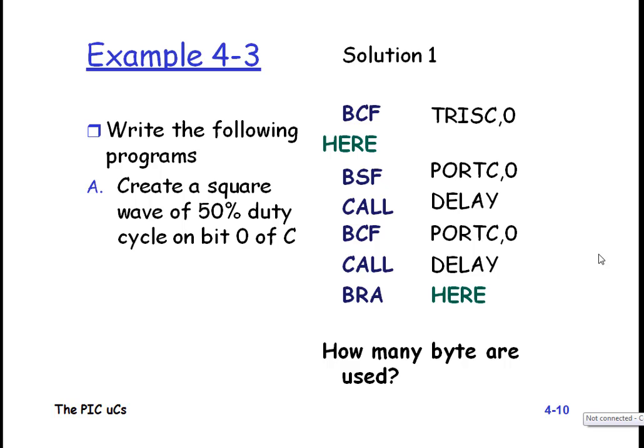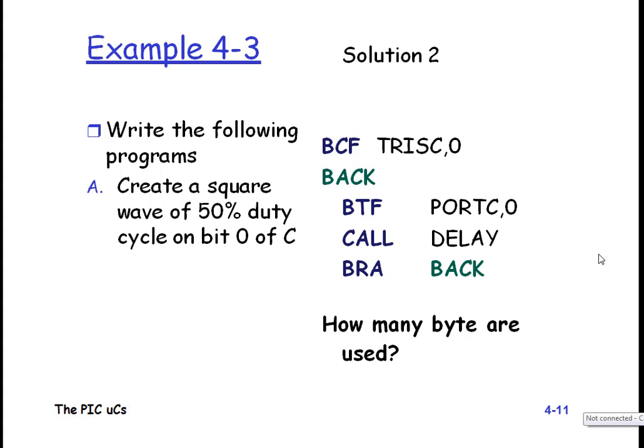There is another example in which the question says: create a square wave of 50% duty cycle on bit 0 of port C. The solution is given, and after compiling you see how many bits are used. Example 4.3 is another way of solving it. You see how it works.